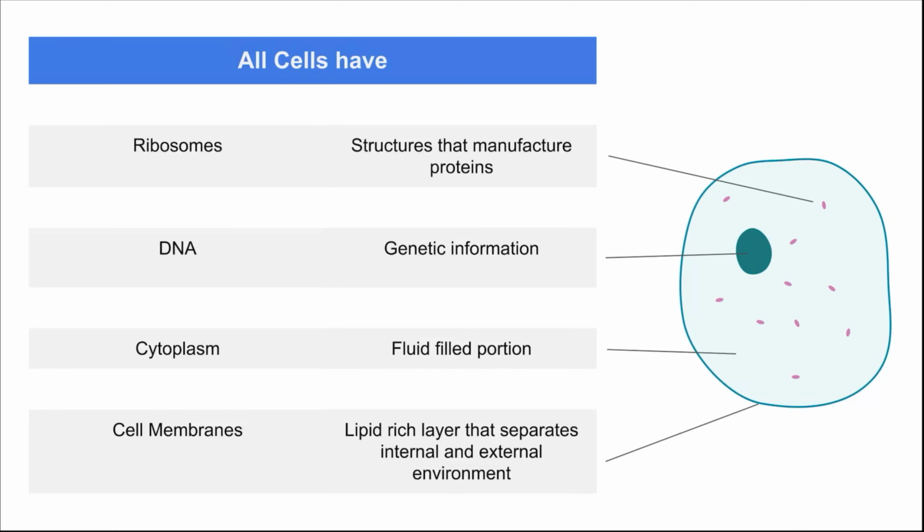Let's look at the anatomy of a eukaryotic cell. Eukaryotic cells have ribosomes, structures that manufacture proteins. They also contain DNA, which is genetic information. Cells also have a cytoplasm, which is a fluid-filled portion. Lastly, cells have some kind of cell membrane. In this case, it's a lipid-rich layer that separates the internal and external environment. Other living things, like fungi and plants, have other layers like cell walls that provide an additional layer of protection.